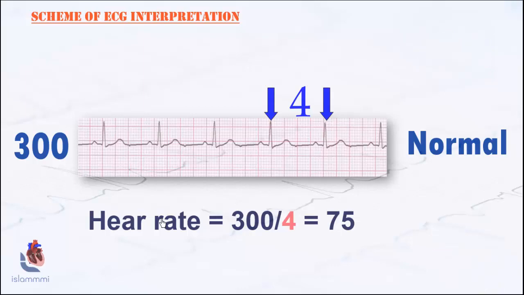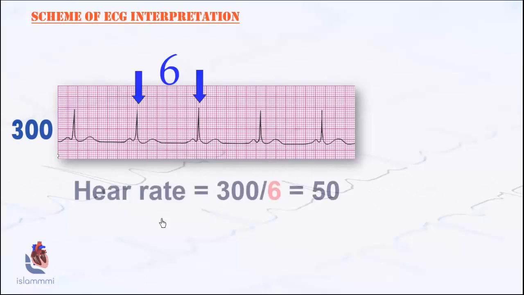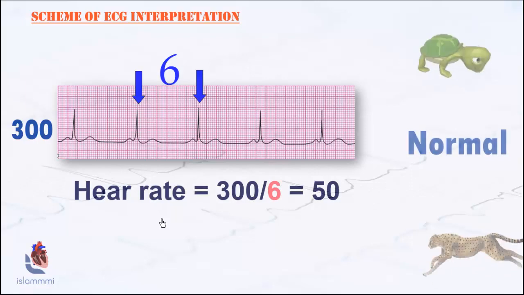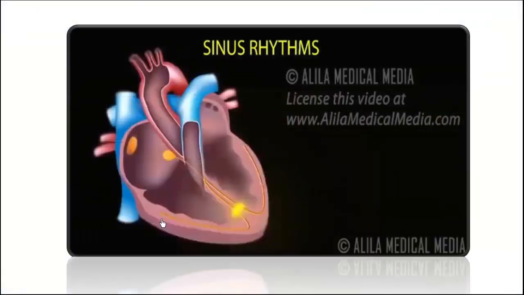So let's take another example here. This one is perfectly located on the heavy red line. So let's count how many boxes in between. We have 1, 2, 3, 4, 5, and 6. 300 divided by 6. So the heart rate should be 50. Is it normal? It's bradycardia. Why bradycardia? Because it's less than 60.